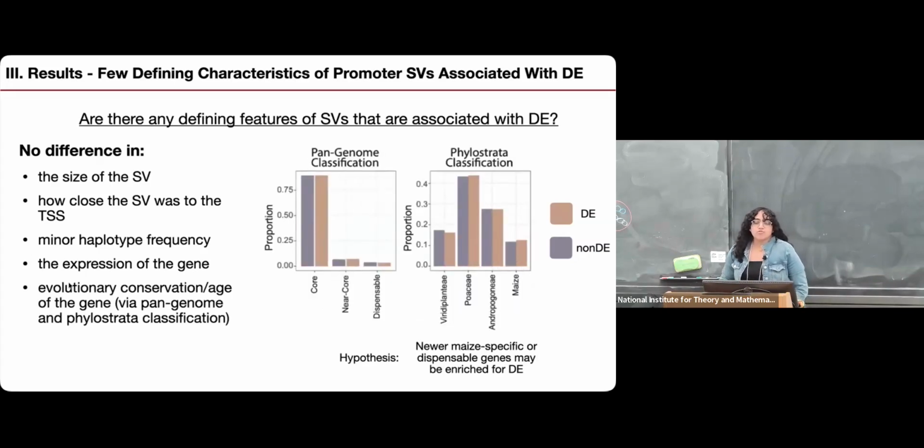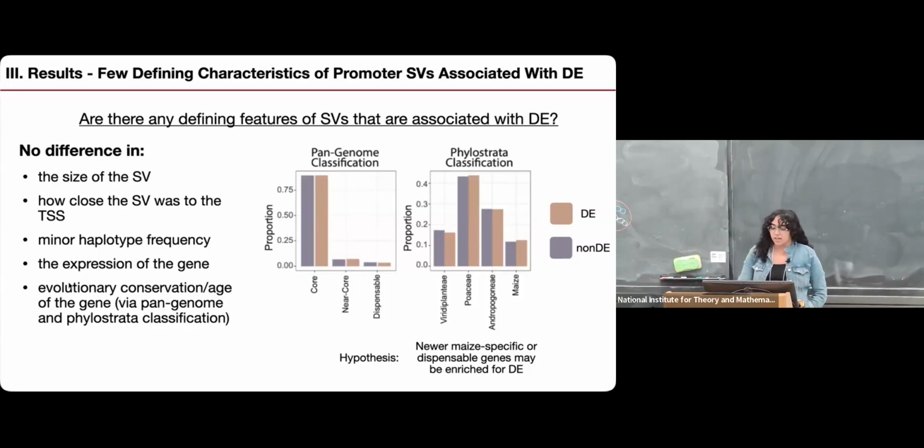We looked at the evolutionary conservation and age of the gene by looking at both the pangenome and phylostrata classification of differentially expressed versus non-differentially expressed genes. We hypothesized that maybe newer maize-specific genes or those that were dispensable across the maize genome might be more likely to be associated with differential expression, but once again, these distributions did not differ between DE and non-DE genes.